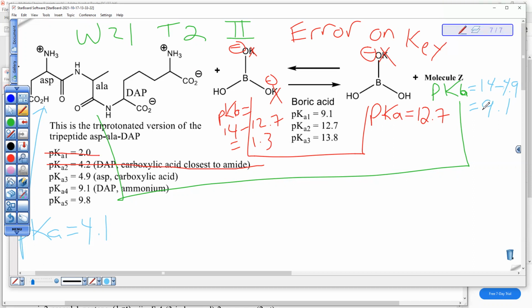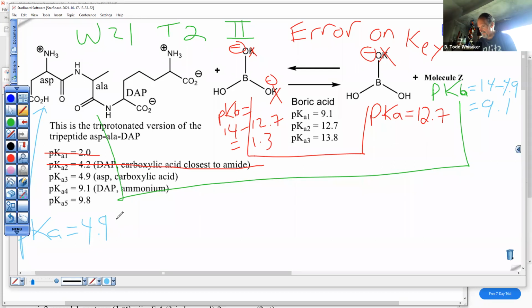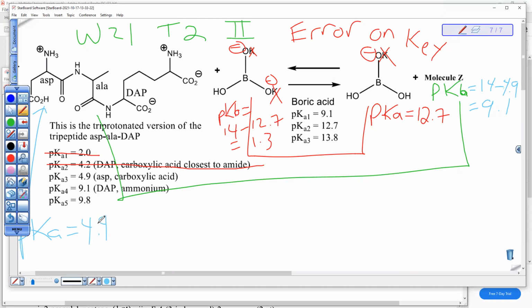Dr. Whitaker, I just want to ask a question real quick. So if this question said diprotonated, I would automatically cross out the first 3? Yes. Okay. And if it said monoprotonated, cross them all off except the last one. Thank you. All right. As you were talking, I fixed the 4.1 mistake here too, that the student pointed out.